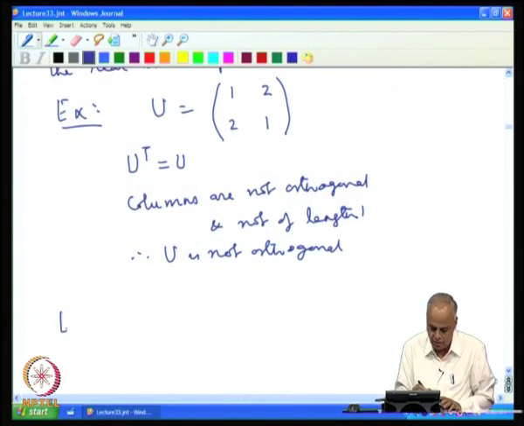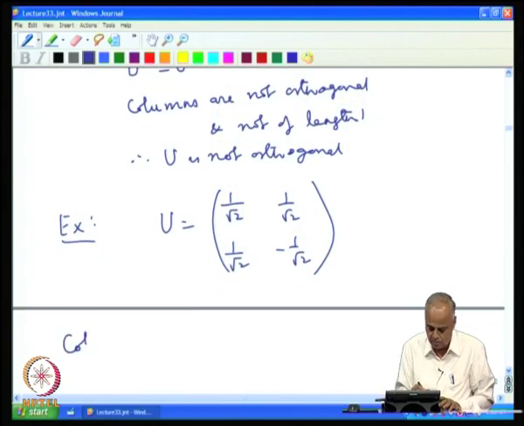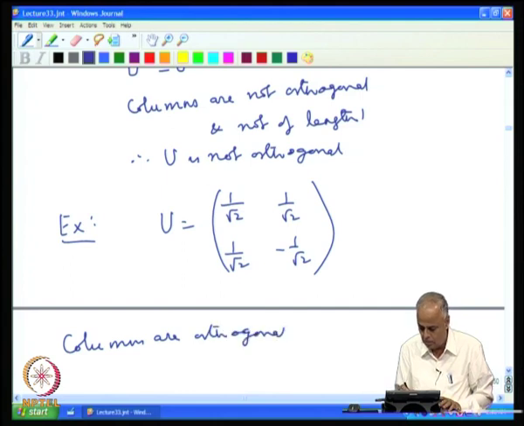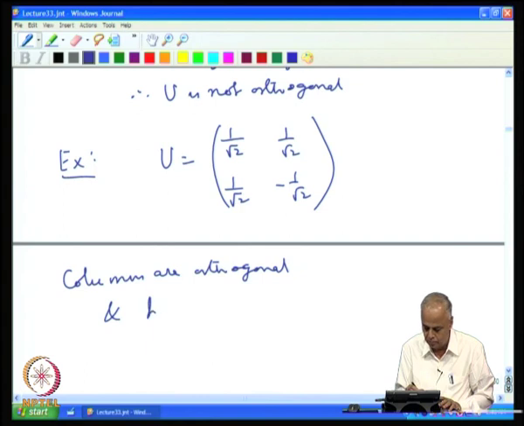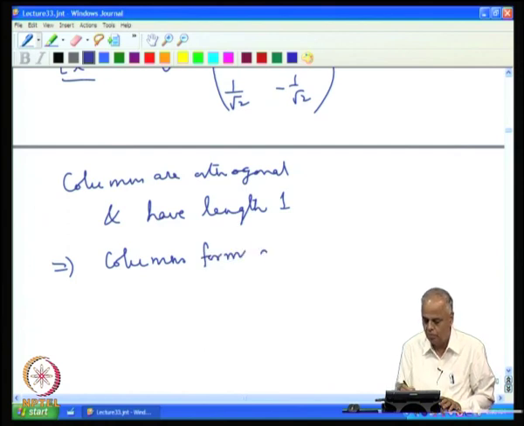On the other hand, if you look at the matrix U, which is 1 over root 2, 1 over root 2, 1 over root 2, minus 1 over root 2, we see that the columns are orthogonal and have length 1, and therefore the columns form an orthonormal set, and hence U is an orthogonal matrix.